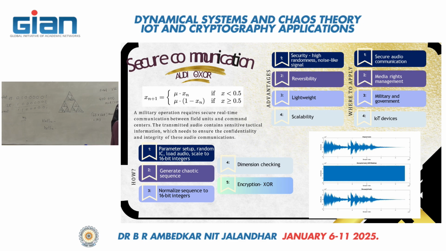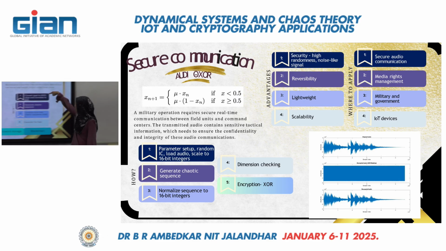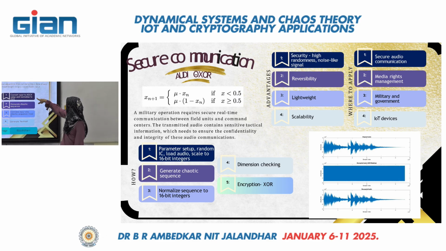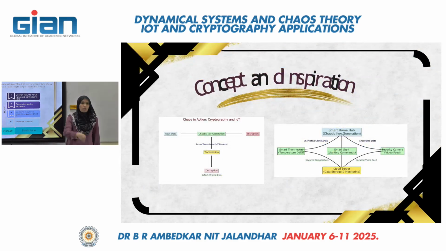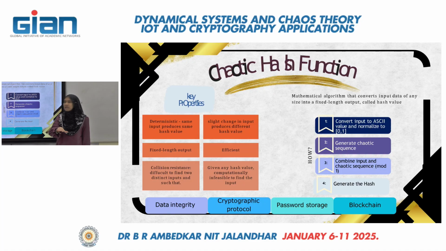Okay, and if you are given this hash value, it's impossible for you to get the input. Okay, so how do we want to use this? We input the text, I'm using text here, and then we normalize it into 1 and 0. So in this case, you normalize your text. Previously, we normalized our chaotic sequence. Then we generate the chaotic sequence, and we combine the input and the chaotic sequence using mode 1. We're using mode 1 in this particular algorithm, and then we can generate the hash.